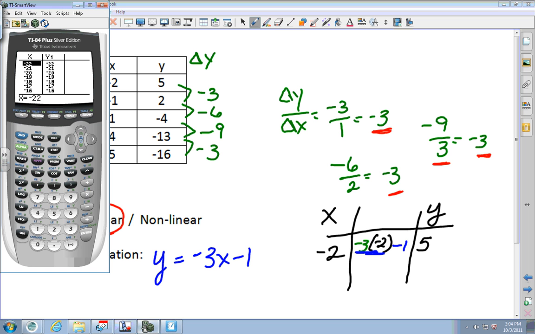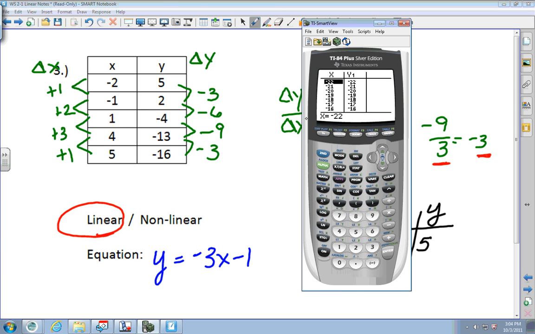Don't forget, you need to go in your calculator and go to y equals and put in there negative 3x minus 1 and press second graph. And, well, that's way far away. Let's go back up here to 0. Second graph. And look and match up all your points in your table to make sure that you've done it correctly.